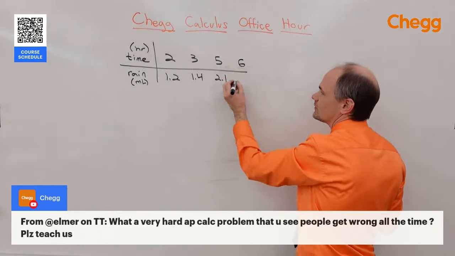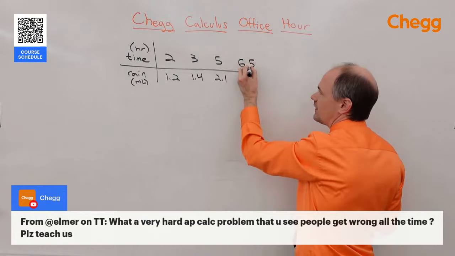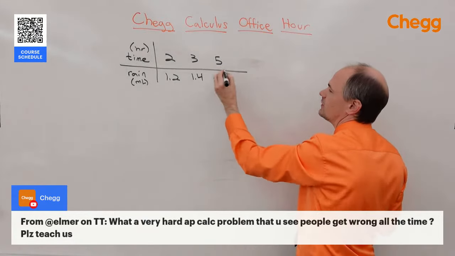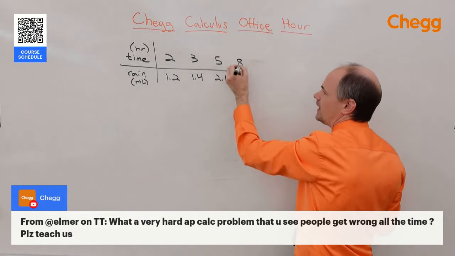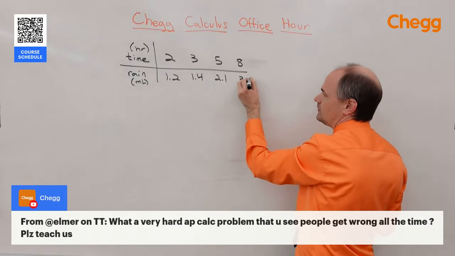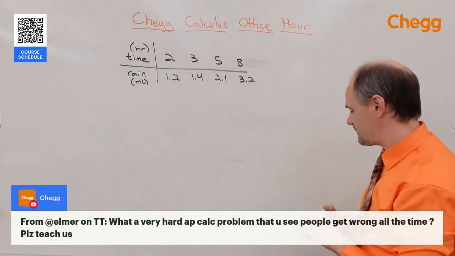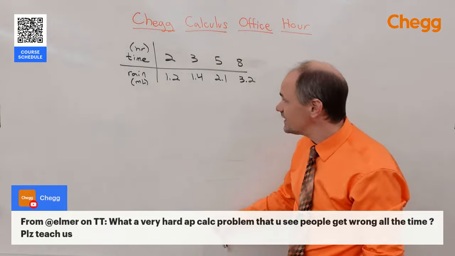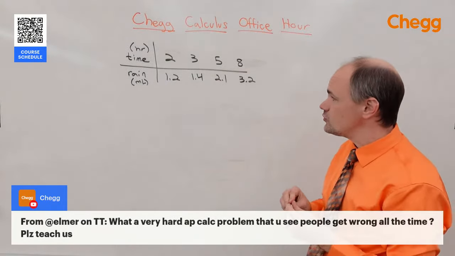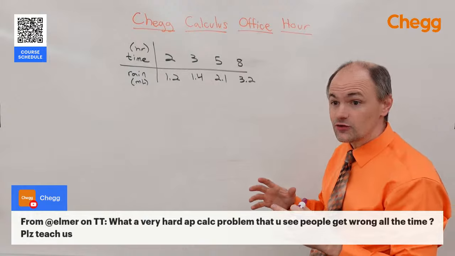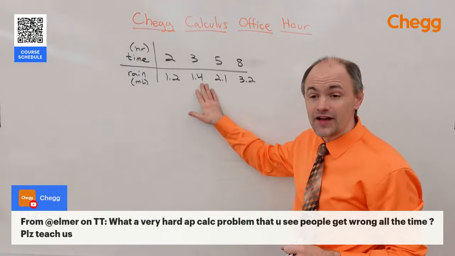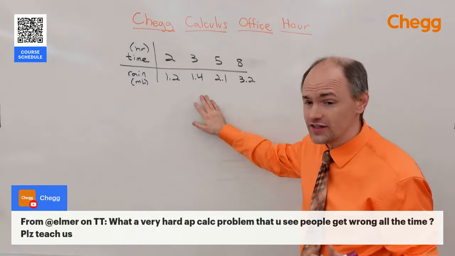Maybe at 6 hours, or maybe we'll do 6.5 hours. No, I don't have a calculator handy. So we'll do at 8 hours, there's 3.2. Okay. The idea here is we are going to draw rectangles to estimate the area underneath this curve, because we don't know what the equation is.